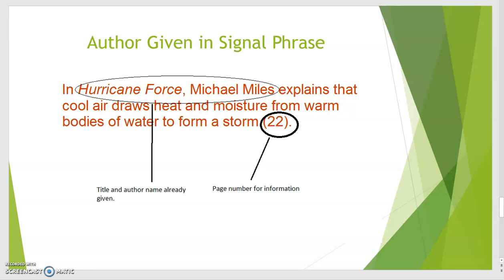If your author is given in the signal phrase, so remember that the signal phrase is the little piece of text leading into information, then you don't need to relist their last name in the parenthetical citation. So for example, if this is my information, in Hurricane Force, Michael Miles explains that cool air draws heat and moisture from warm bodies of water to form a storm. Because I've mentioned the author, Michael Miles, in the signal phrase, I don't need to re-mention him in the in-text citation. I can just put the page number.